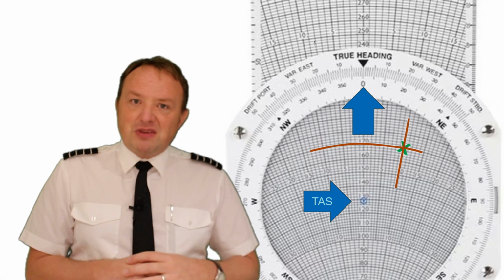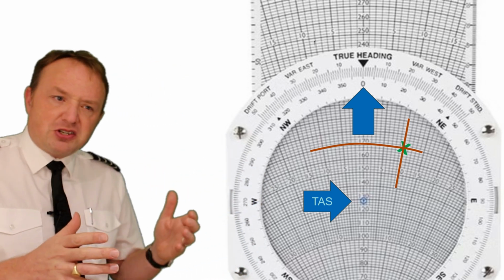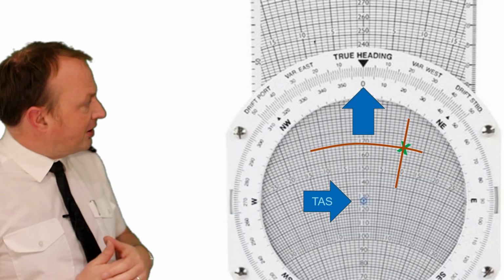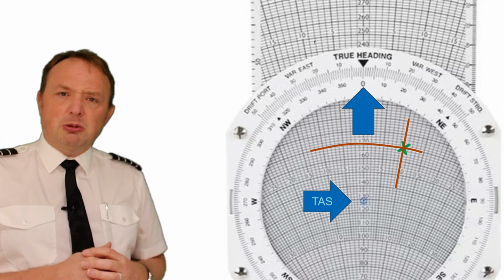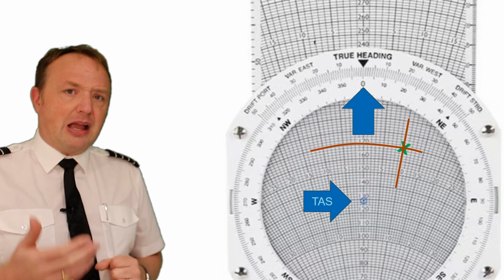The thing is that the default position that we mentioned earlier of the CRP5 has the true heading under where it says true heading. If I don't know the heading, how can I do this?